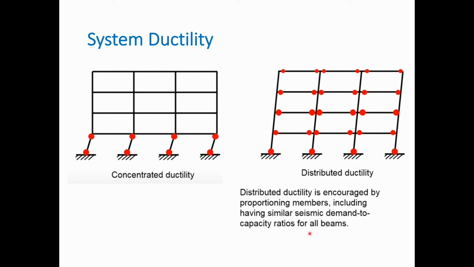So as it says here, the distributed ductility is encouraged by proportioning members, including having similar seismic demand to capacity ratios for all beams. So again, proportioning is the key word here.